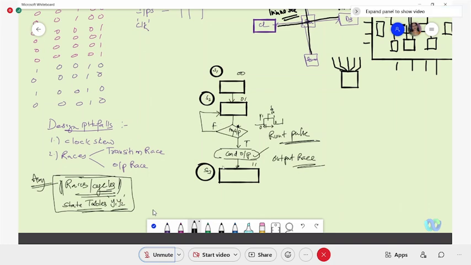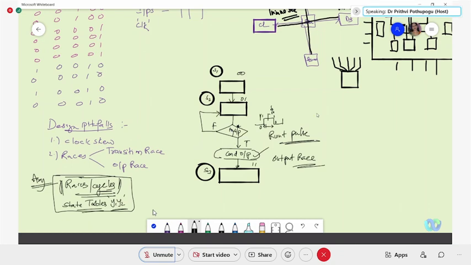Maybe the possible remedy for this type of runt pulses is to make all the asynchronous inputs synchronous with the system. How can we do that? Make all the asynchronous inputs synchronous elements. That means make them synchronized with the total overall design elements. How can that happen?